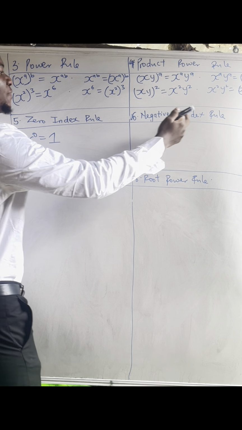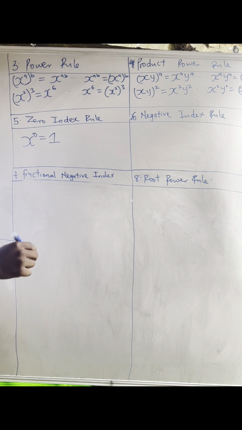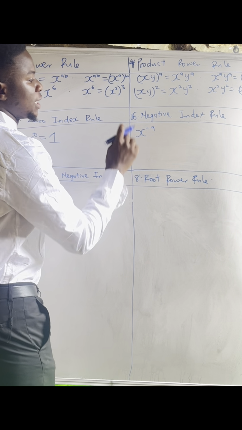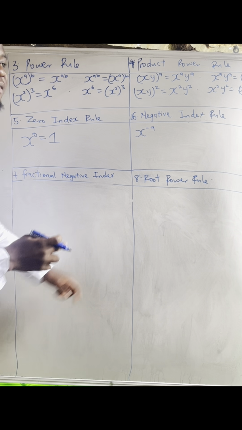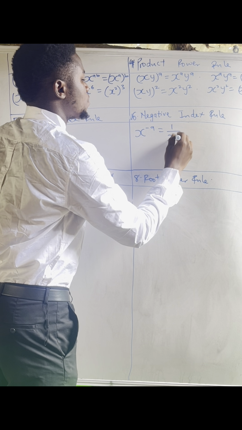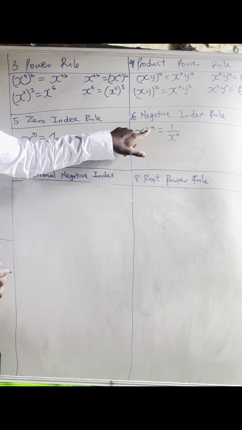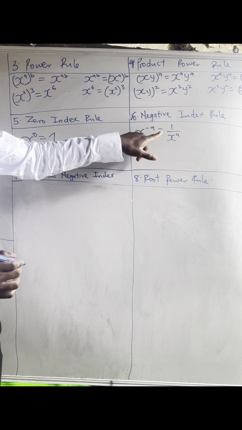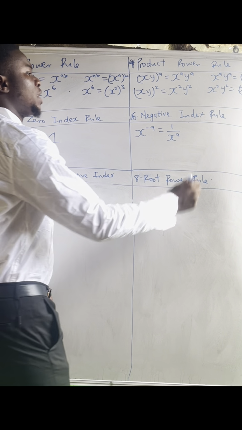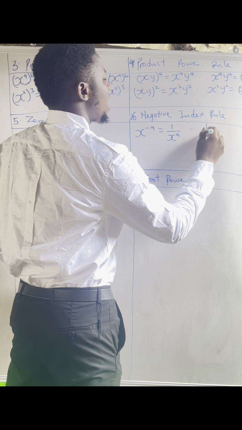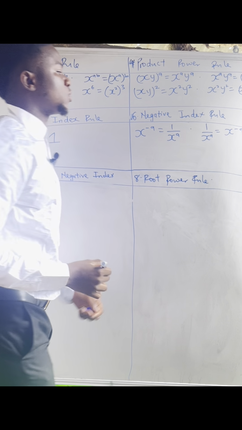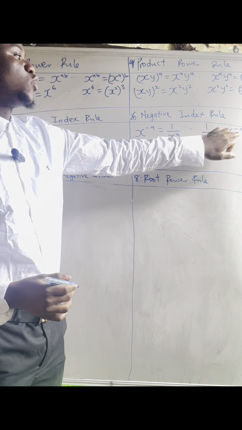Now the next one is the negative index rule. Guys, we're talking about the negative index rule, this general form. Let's say we have x raised to power minus a. Whenever you have a negative power, you can rewrite it as 1 over x raised to power a. So this minus will change to division, then the power will come to the denominator. Also, if you have 1 over x raised to power a, you can also write it as x raised to power minus a. That is to say, this division can change to minus.